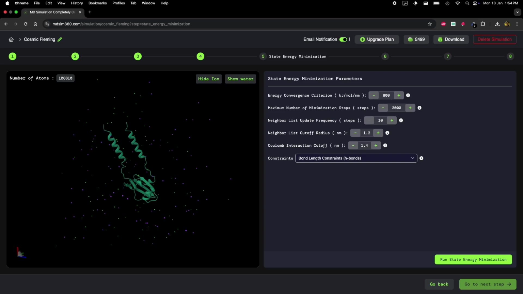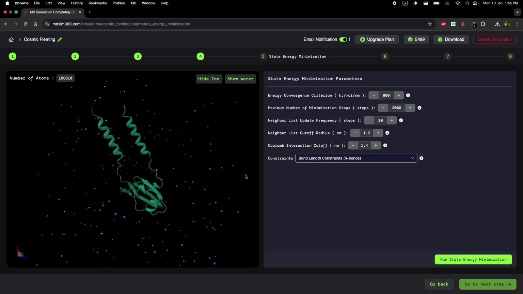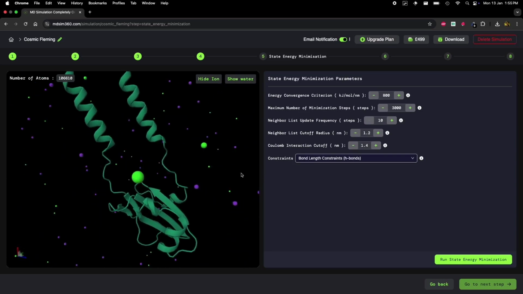Let's begin with the energy convergence criterion, a crucial parameter in energy minimization. Essentially, it defines the threshold at which the system is considered to be stable enough. For our simulation, we've set this criterion to 800 kilojoules per mole per nanometer. This ensures that the system won't undergo drastic changes and that the energy is sufficiently minimized for further simulations.